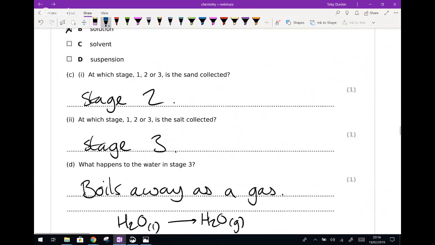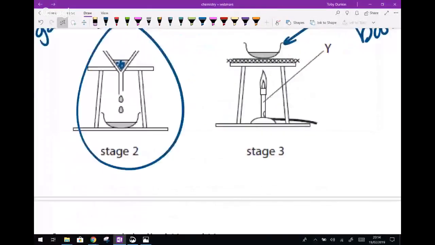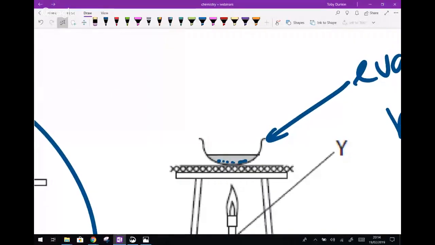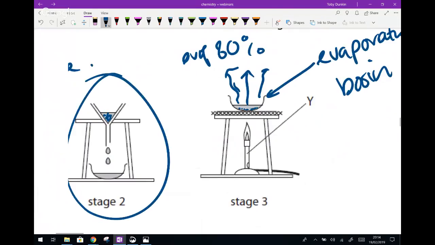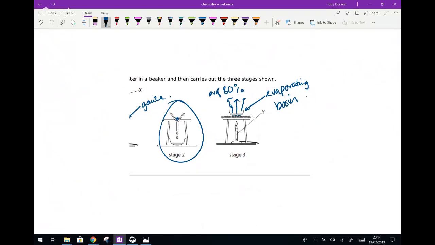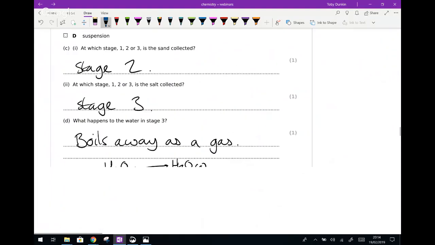Then which one is to collect the salt? It's going to be your evaporation. When you evaporate, remember, this drops into salt production. You evaporate 80% of the water, not 100. Then you leave to cool. Crystallization occurs, crystals form, filter, and dry. You never wash a soluble one, but you can wash an insoluble salt.